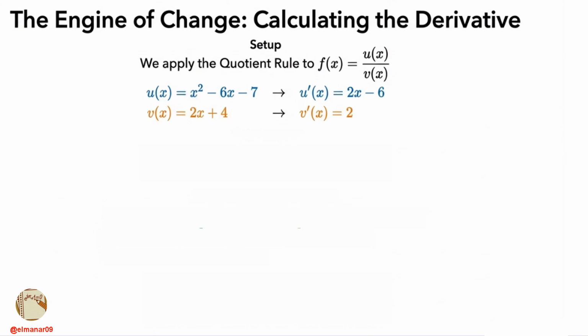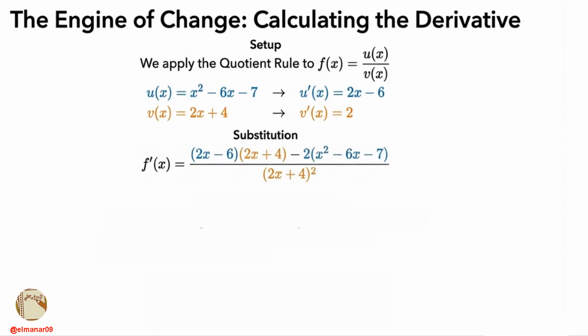Now let's cook. Step 2. The substitution. Now pay attention, because this is where the discipline comes in. We use the formula, derivative of the top times the bottom minus the derivative of the bottom times the top, all over the bottom squared.